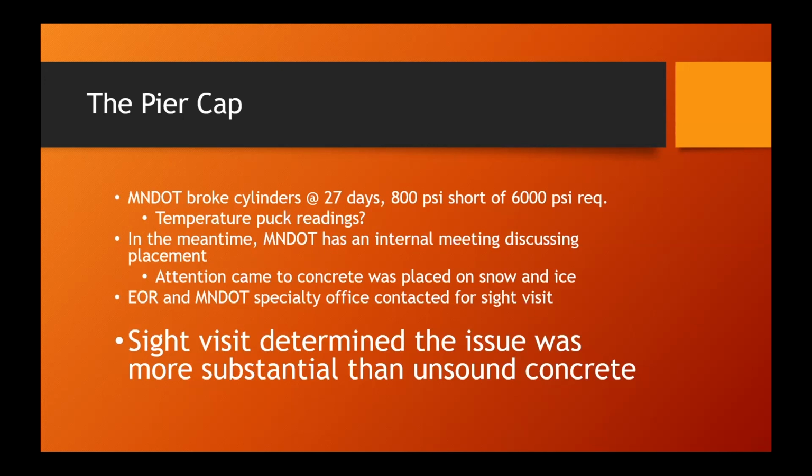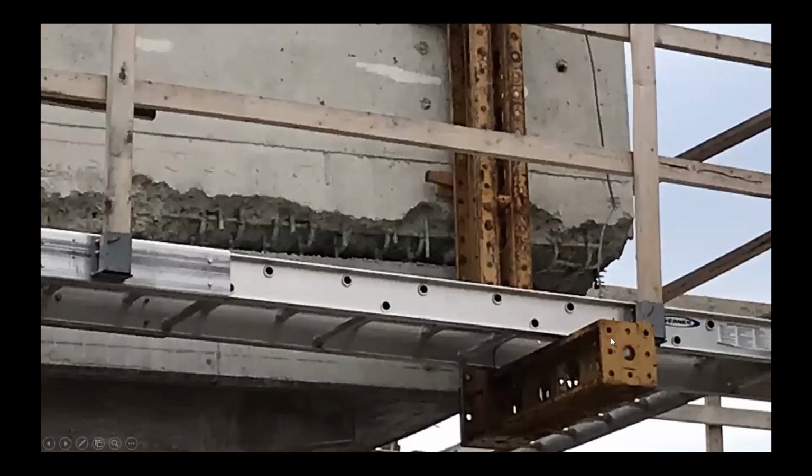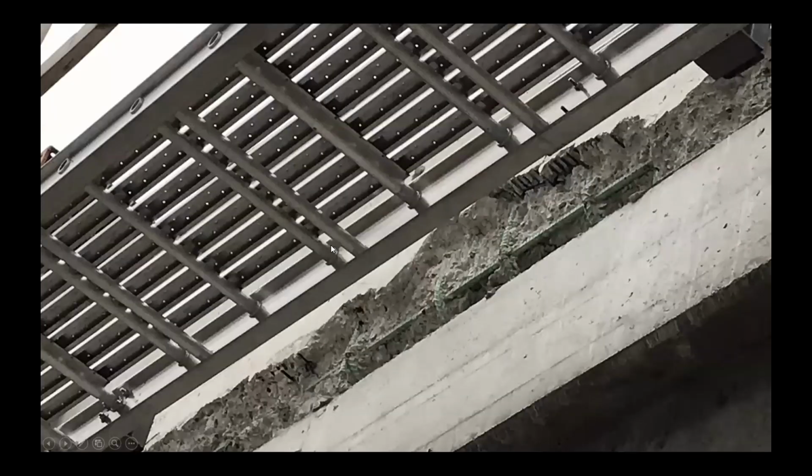The site visit determined the issue was more substantial than unsound concrete. So here we can see they chipped away all the loose concrete, and what's exposed, supposedly a superficial segregation or honeycombing. Here's from the bottom side looking up. And remember, this goes around this end, this side, around the end, and up the other side.